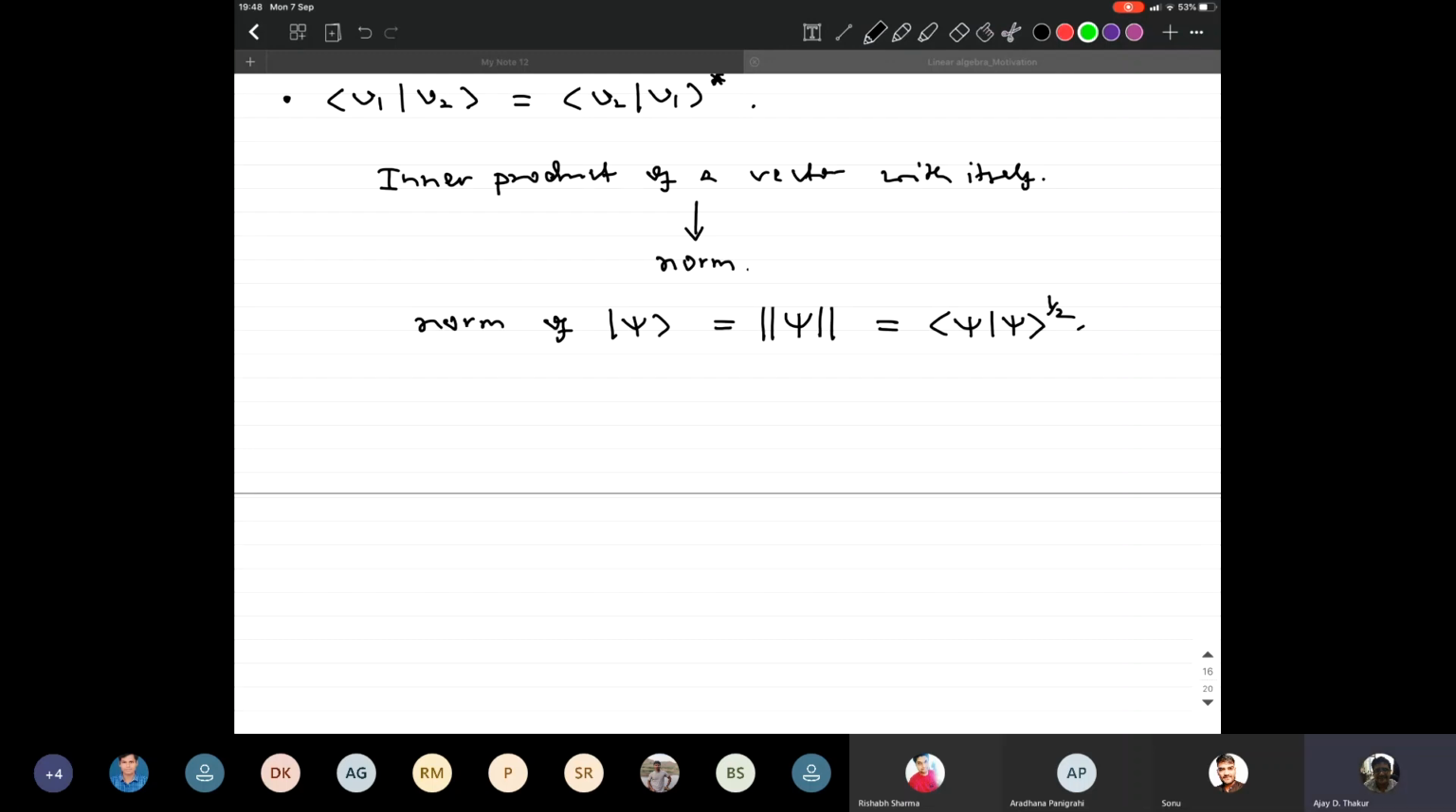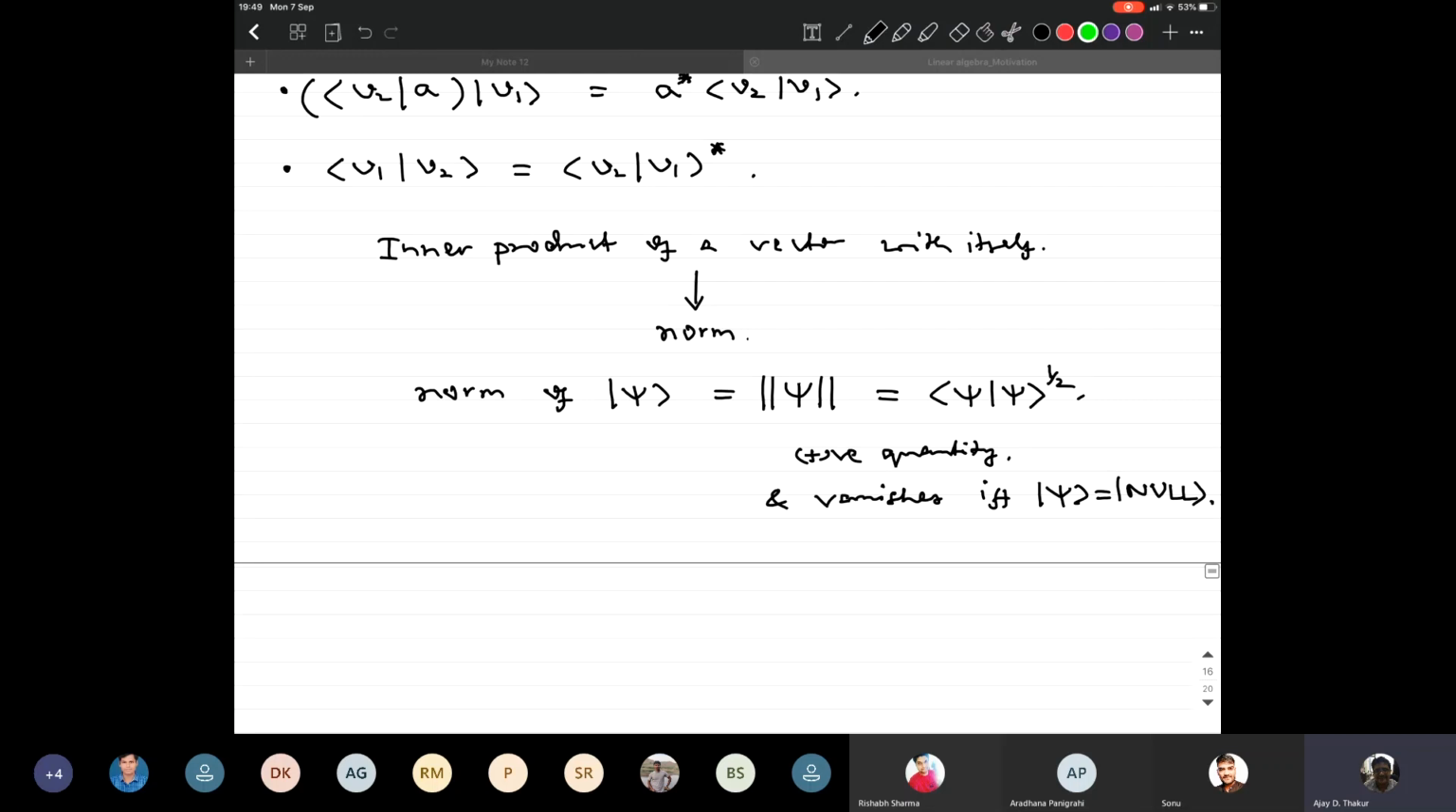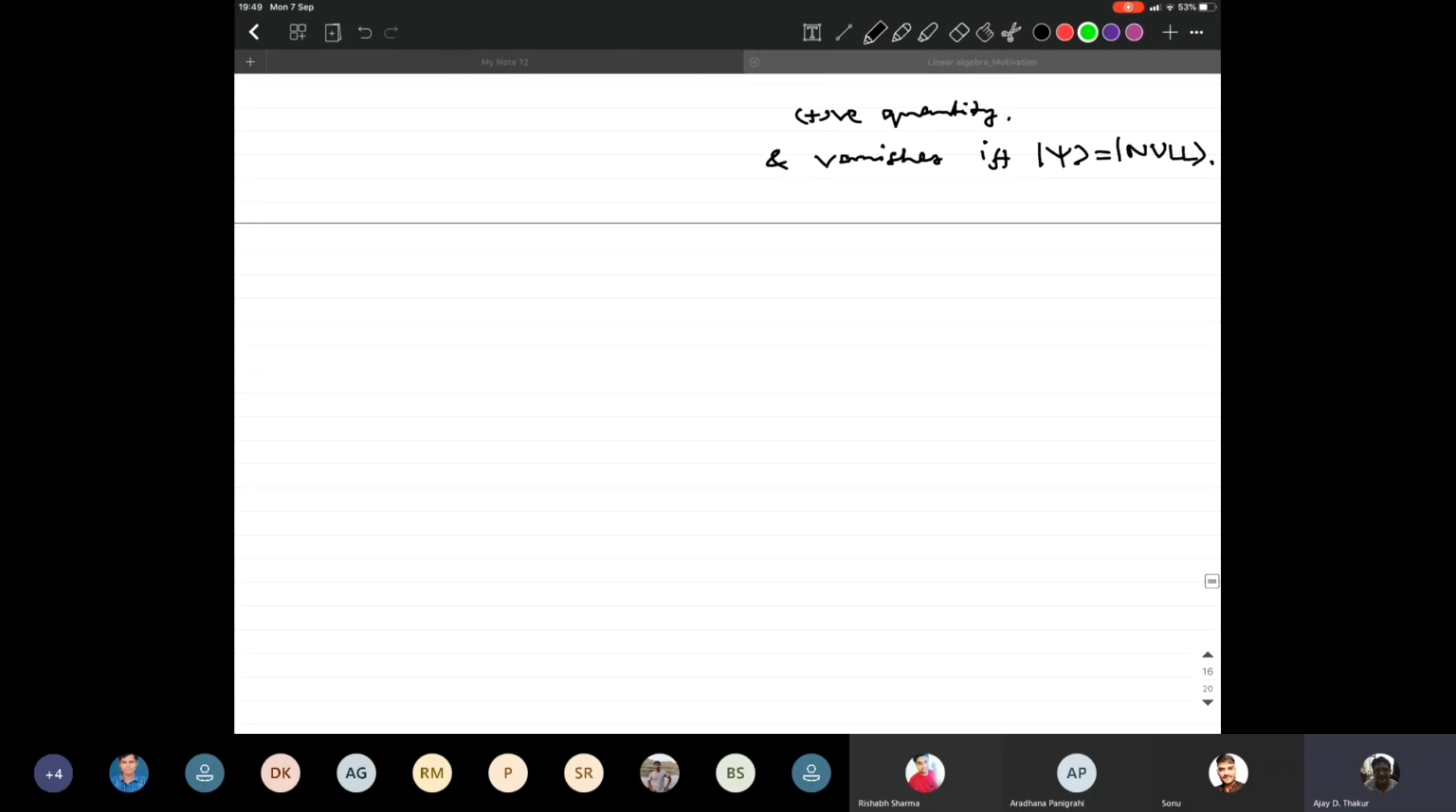So the norm of a vector is a positive number, and it vanishes if and only if ket psi is equal to the null ket. Okay, so that's important. Therefore, that's how you are going to define the norm of a given vector.